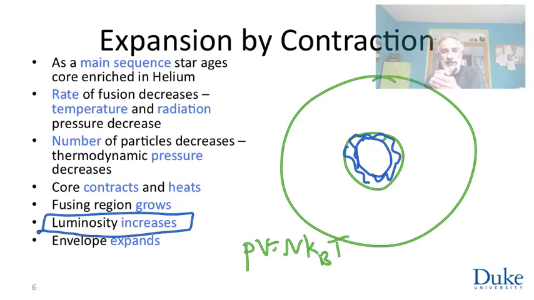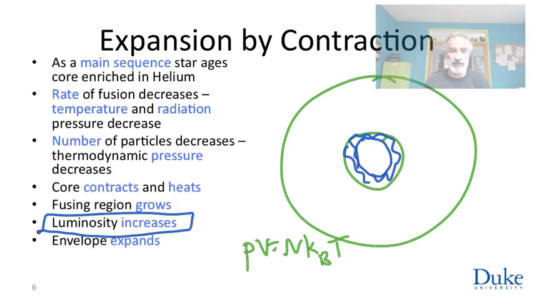So over the course of its main sequence lifetime, as it runs out slowly of hydrogen in the core, the star's core contracts and heats and accretes more hydrogen into the core, resulting in the fact that the outer envelope of the star grows and luminosity increases. This is a very important fact.